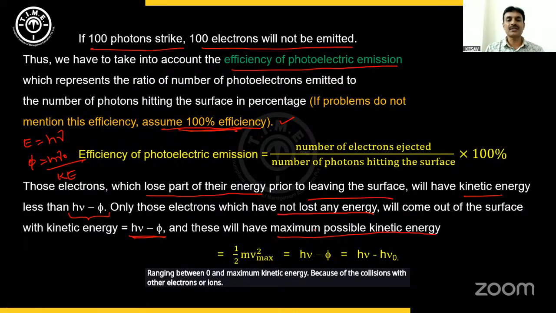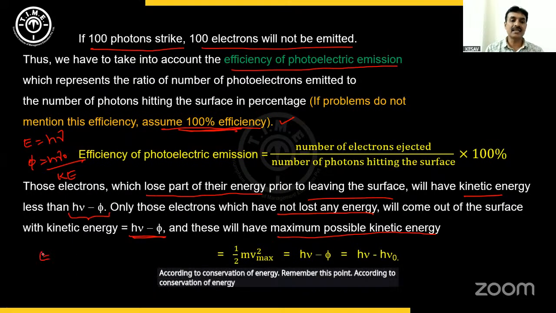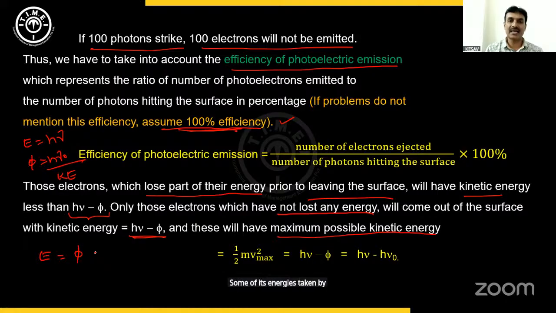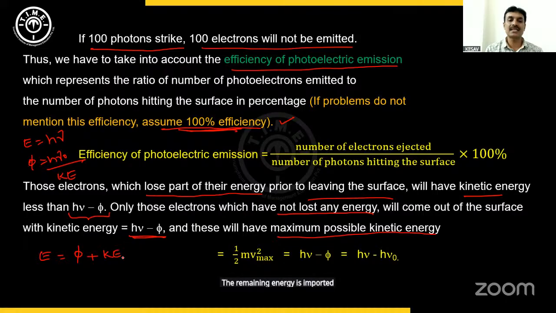In case electrons are ejected with the maximum kinetic energy, according to conservation of energy, remember this point, incident energy E, some of its energy is taken by the material to release the electron as work function. The remaining energy is imparted to the electron as its kinetic energy. So KEmax.